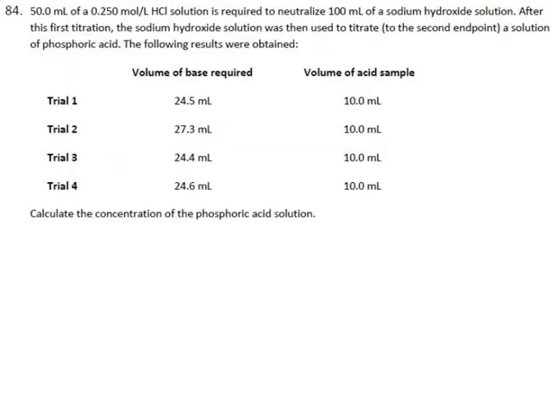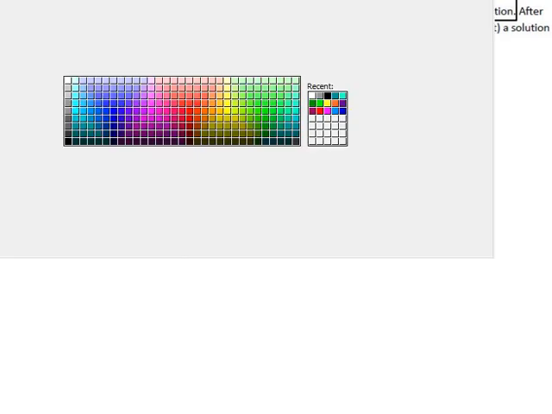Okay, 2 more. 50 mils of HCl solution is required to neutralize sodium hydroxide. Okay, so this is a 2-step. This is about as mean as titrations can get. This is 2 titrations, one after the other. They start out by saying that they titrate HCl with sodium hydroxide. So please ignore all this for now. We're just going to work with that first line for the moment.